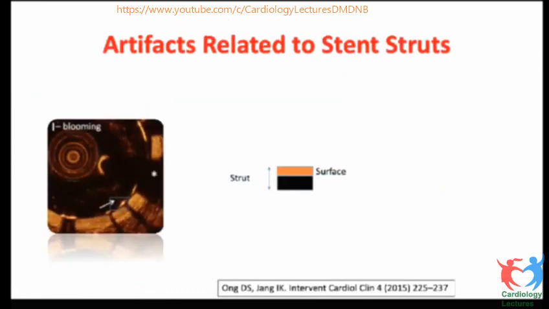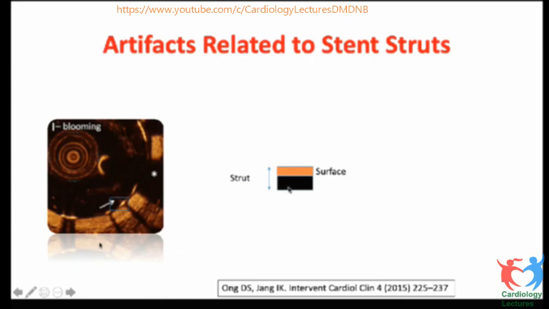Stent struts are again the most important cause of artifacts. This is the actual stent strut. This is your luminal surface, and this is your subluminal surface. What happens is that when the light rays come and get reflected from the surface, because it is an intensely reflecting structure, it doesn't allow the light rays to pass through the stent strut itself. So you can see only the leading edge, or the luminal surface, of your stent strut. This part is not visible on your OCT image.